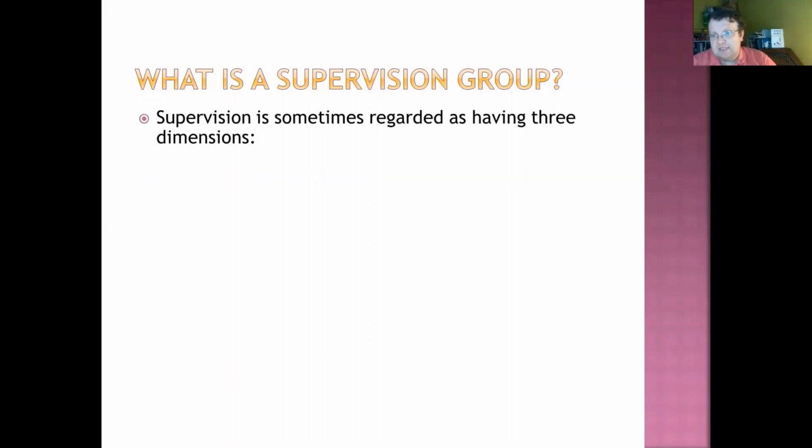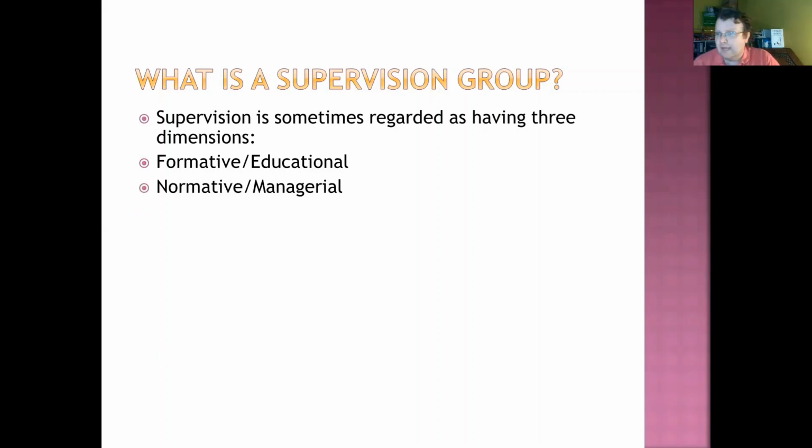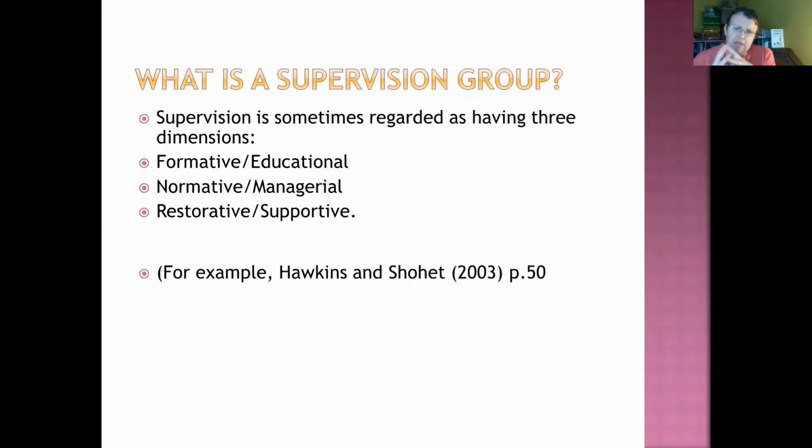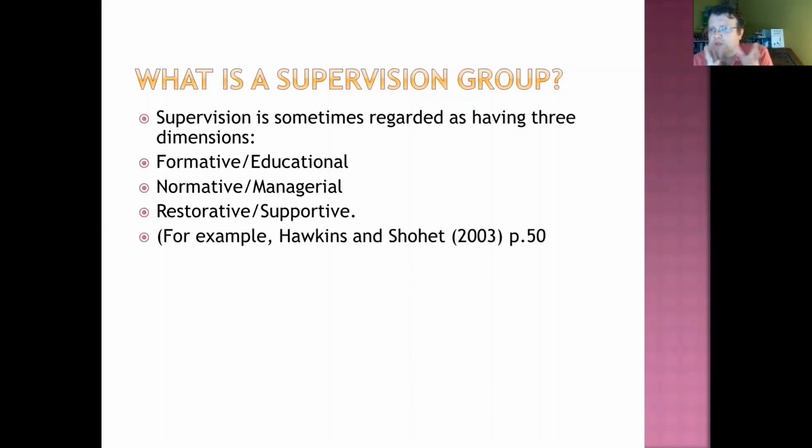Okay, well, supervision is sometimes regarded as having three dimensions. There's a formative or educational aspect, there's a normative or managerial, so kind of like a quality control aspect, and then there's a restorative or supportive aspect. Not everyone uses this model, but it's quite a popular sort of model. You can find it, for example, in Hawkins and Shohet's book, which is called Supervision in the Helping Professions.